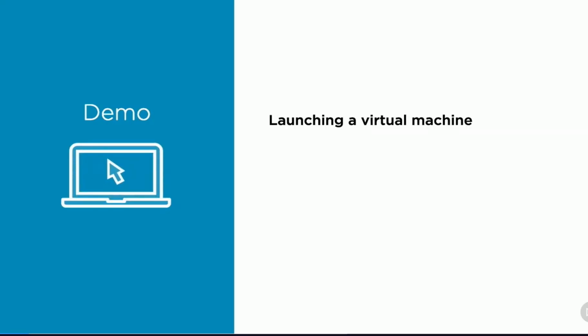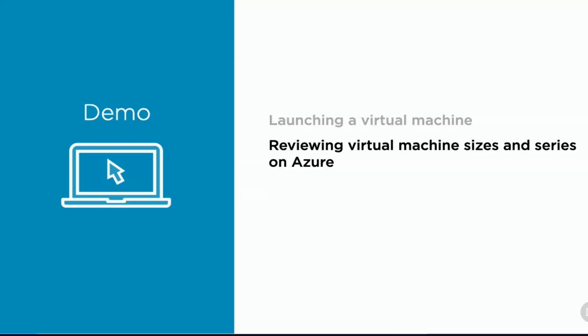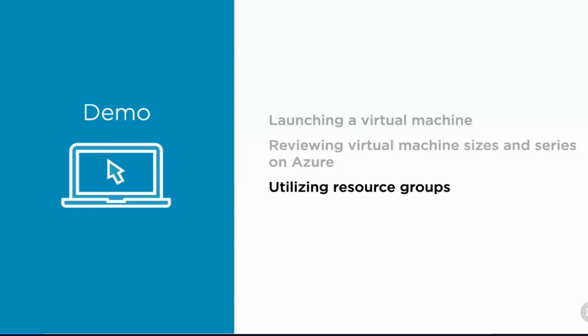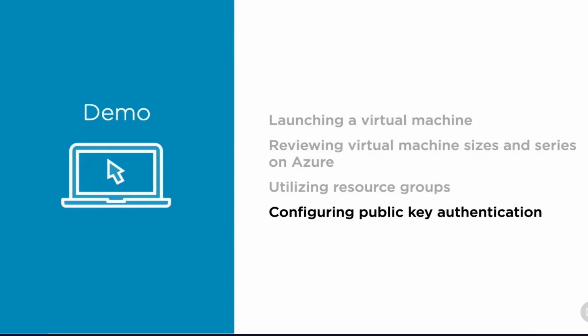So here's what we're going to be doing. First, we will be launching the virtual machine. Now, to do that, we're going to have to review several concepts. For example, looking at virtual machine sizes and series on Azure, as well as looking at topics like resource groups, and we're going to be configuring public key authentication to access our server.